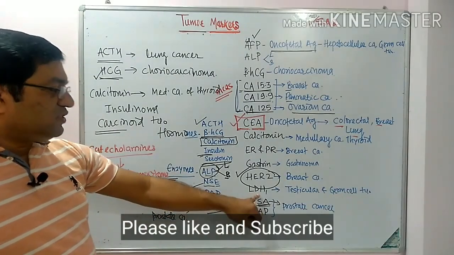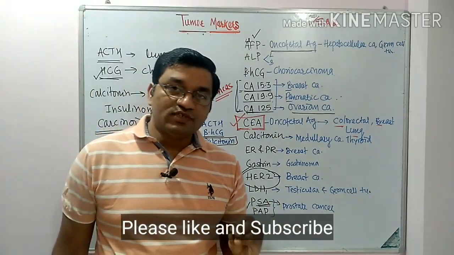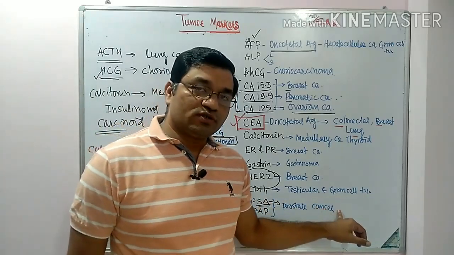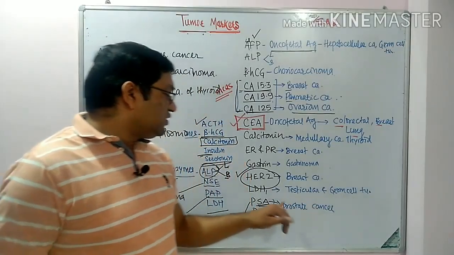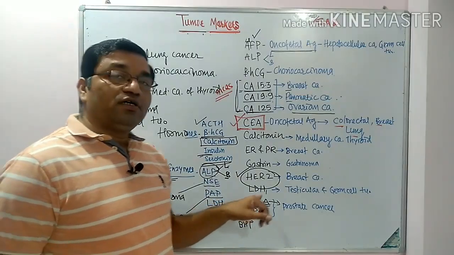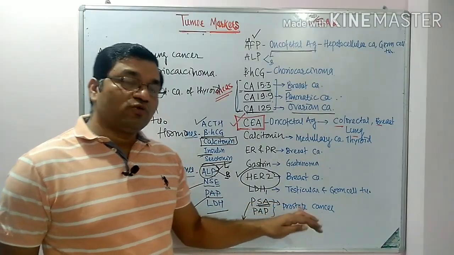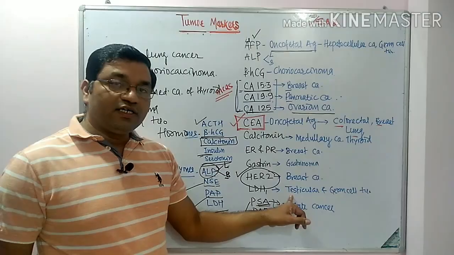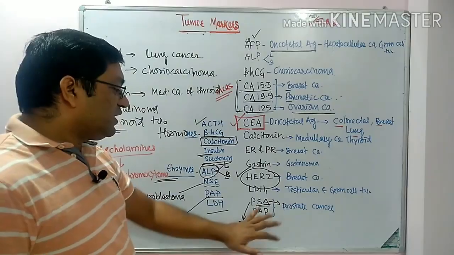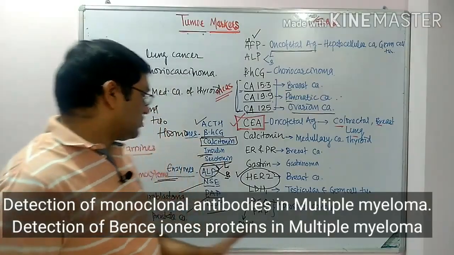Then LDH, specifically LDH1, is useful for detection of testicular and germ cell tumors. LDH4/5 is useful for carcinoma involving the liver. And prostate specific antigen and prostatic acid phosphatase are used for detection of prostate cancer.